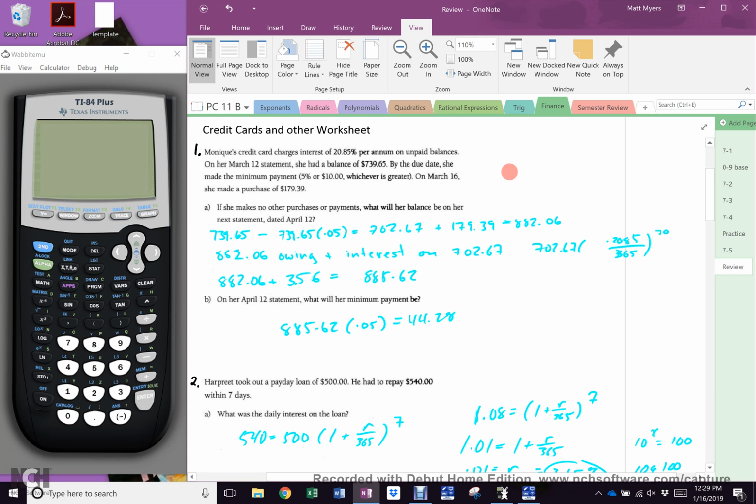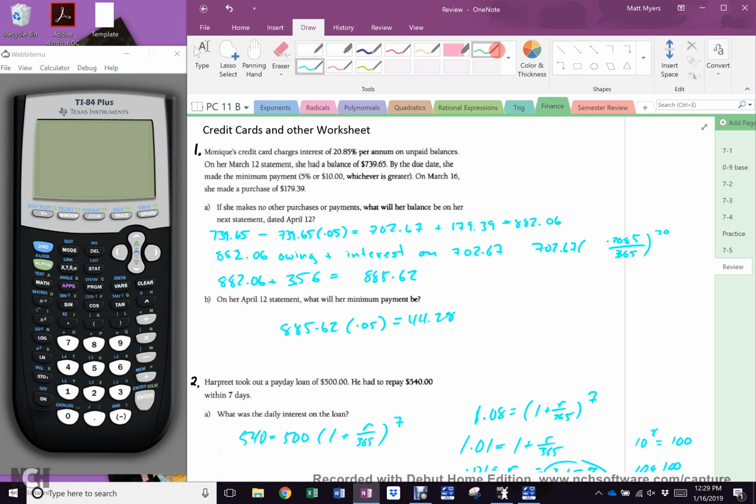Okay, so the balance started at $739.65. Then, it's not a dude, she made a payment of 5%. So I did 739.65 times 0.05. You subtract them out, and this is what she owed on the day the statement came in.